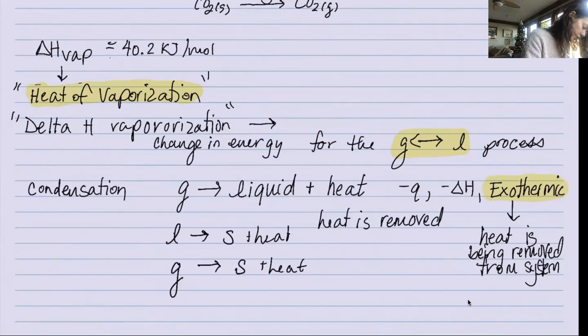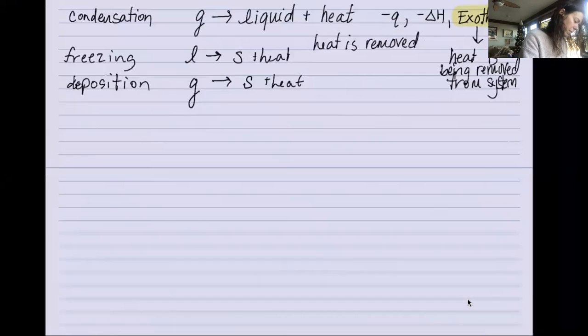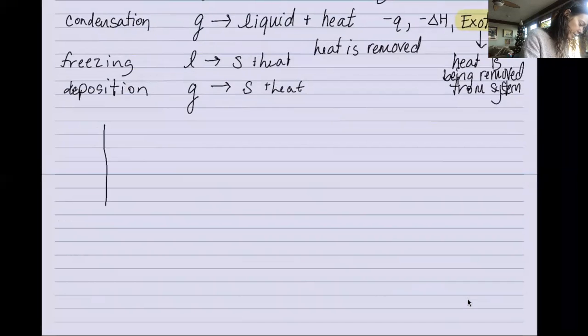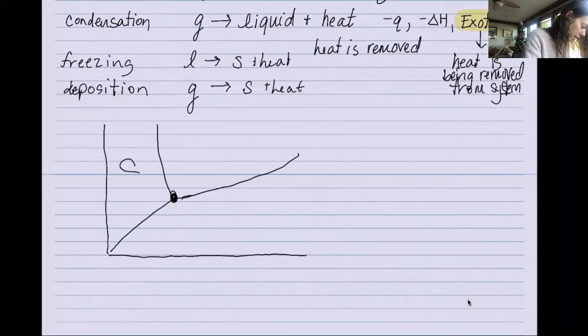Liquid to solid is freezing. And then the gas to the solid is called deposition. All right, there's something called a phase graph, not a heating curve, and it typically looks something like this. What you have right here is always the solid, the liquid, and the gas. This is your pressure. This is your temperature.